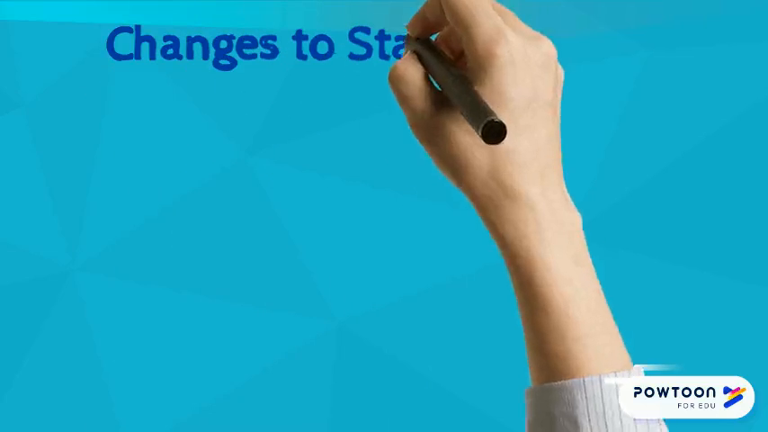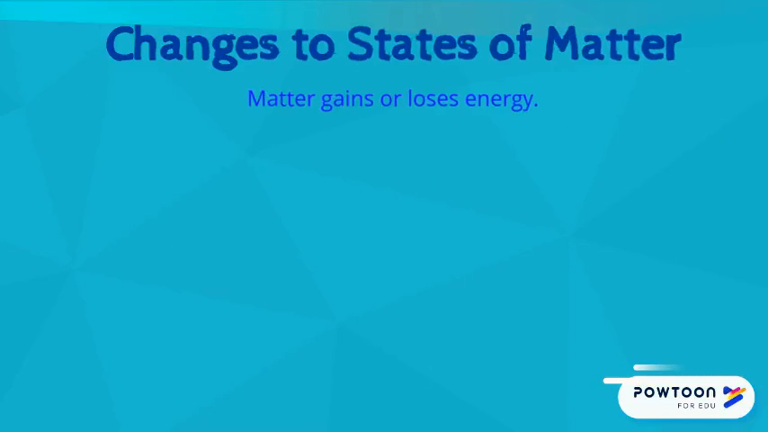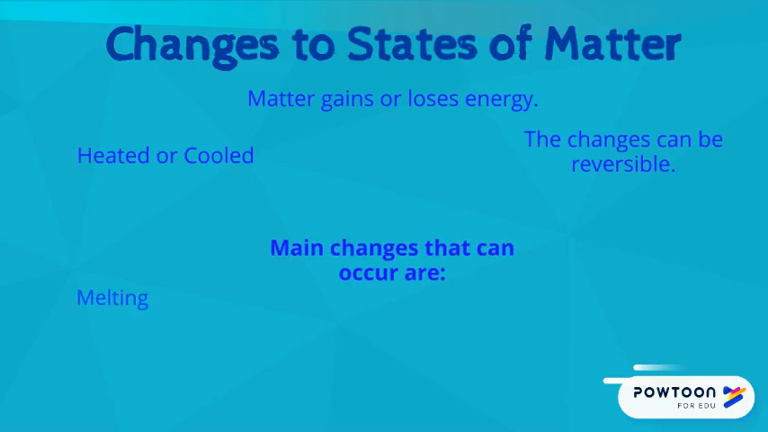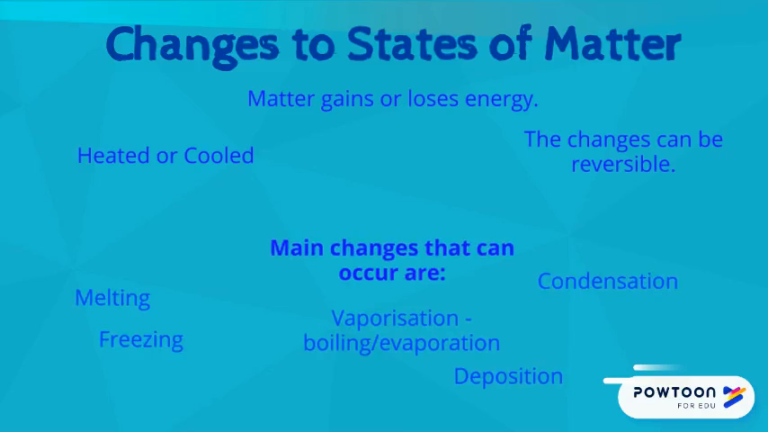So, changes to state of matter occur when matter gains or loses energy. It often happens when something is heated or cooled. The changes can be reversible. The main changes that occur are melting, freezing, vaporisation, condensation, deposition, and sublimation.